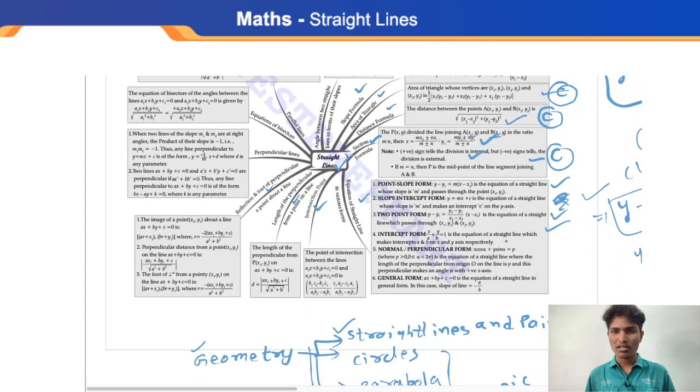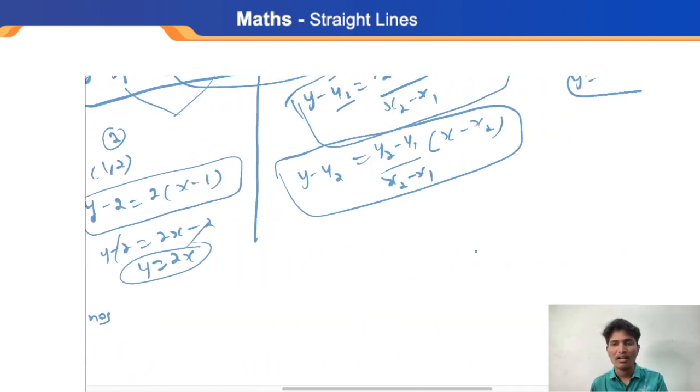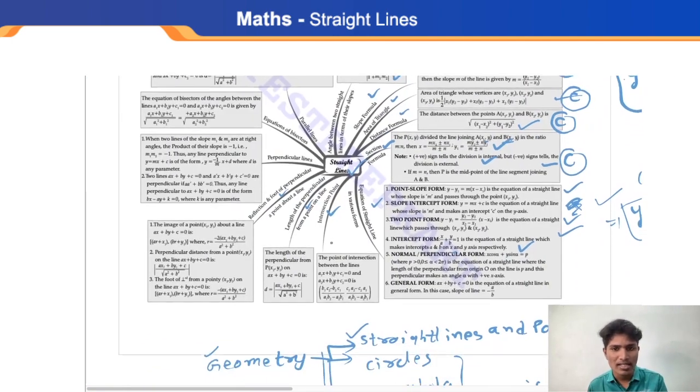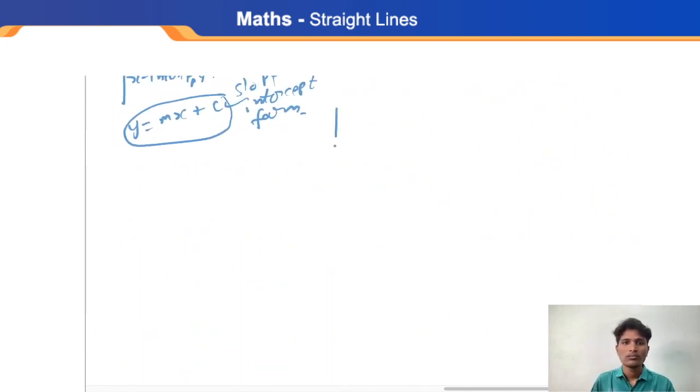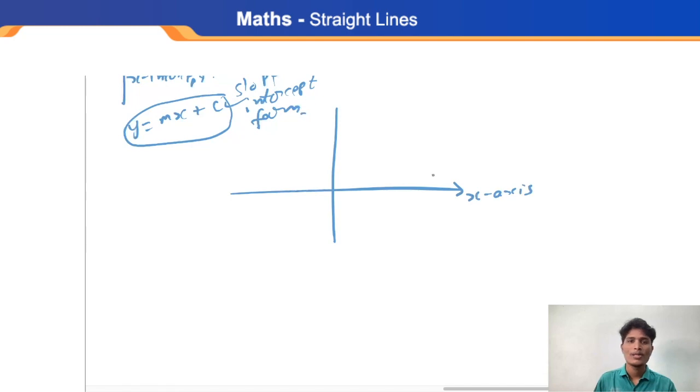So the intercept form is also completed, and the normal or perpendicular form, that is x cos alpha plus y sin alpha equal to p. This is very important. What they are saying, listen carefully: it is the equation of the straight line where the length of the perpendicular from the origin is P and this perpendicular makes an angle alpha. Very important. Suppose this is the x-axis, and this is the y-axis. How is the straight line represented? Suppose in the question they give the normal form. What is the normal form? You have to understand. Now I am discussing the normal form.